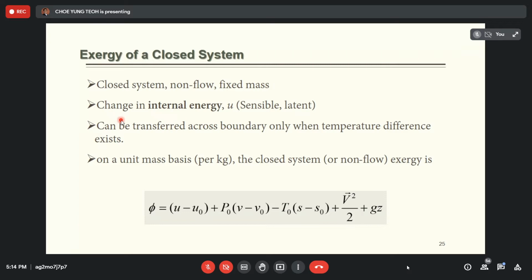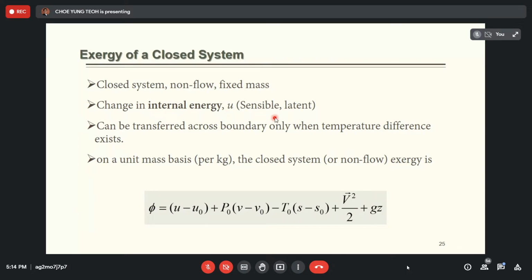M is the mass, C is the specific heat capacity of the water, and T is the temperature. So MCT, you get the internal energy. MC delta T, you get the change in internal energy. And we can represent the internal energy as U. And in terms of internal energy, we also have two types.